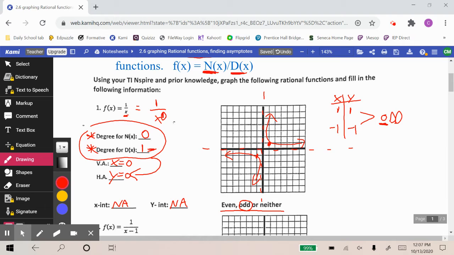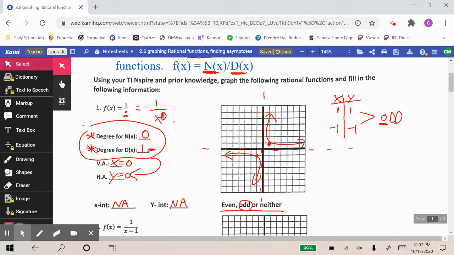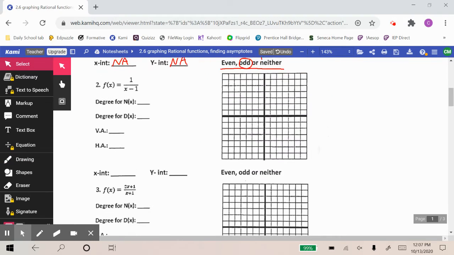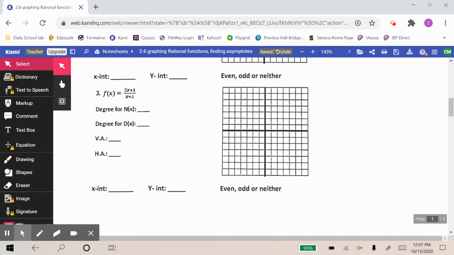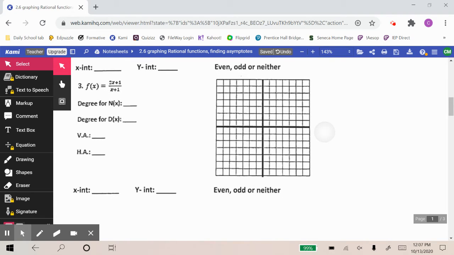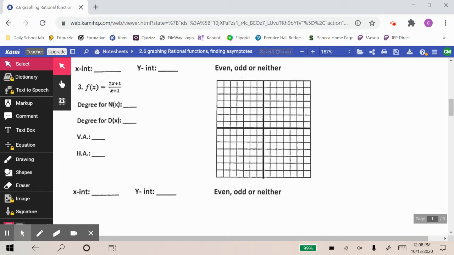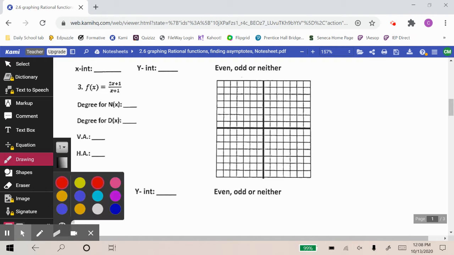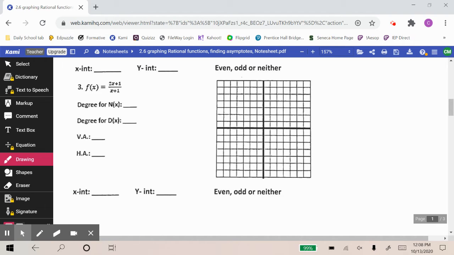Okay, let's take a look at another case where the degree is not bigger in the bottom. In fact, I'm going to skip down to number 3. That's 2x plus 1 over x plus 1. Building off what we said about degree, the degree in the top and the bottom are both 1, because it's like saying 2x to the first and x to the first.